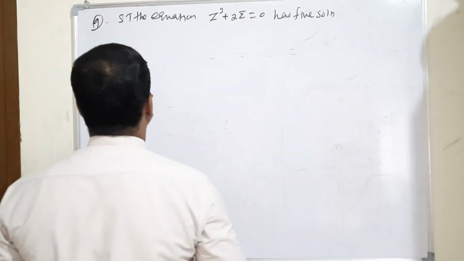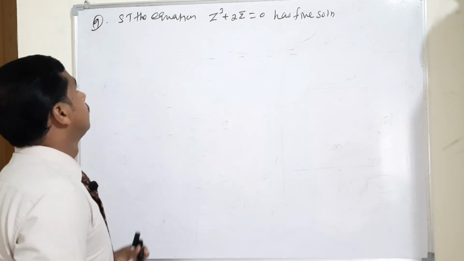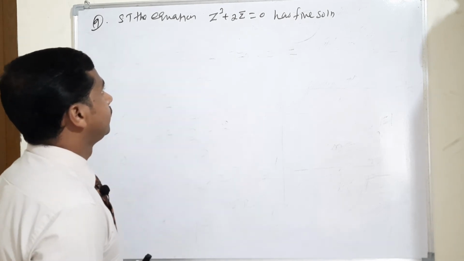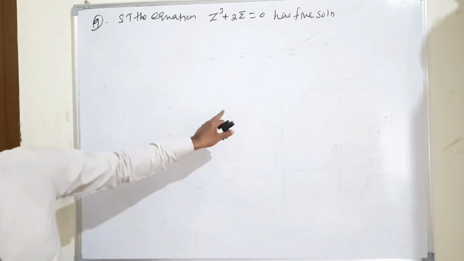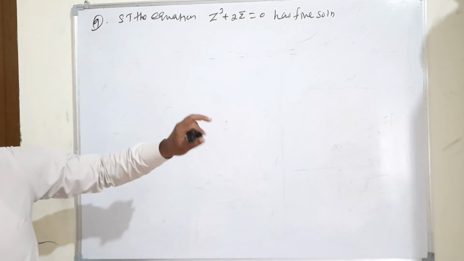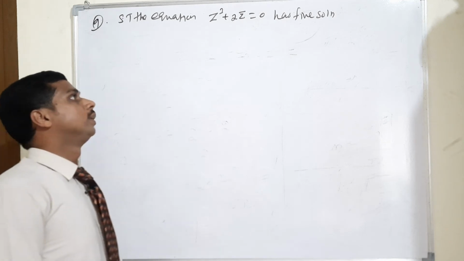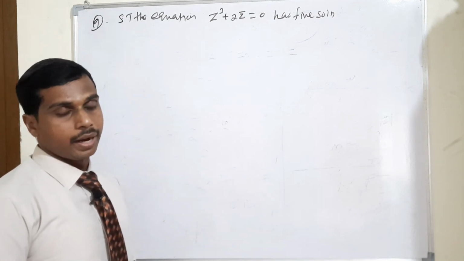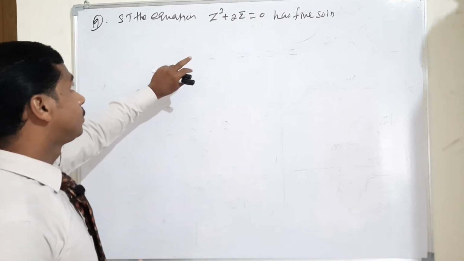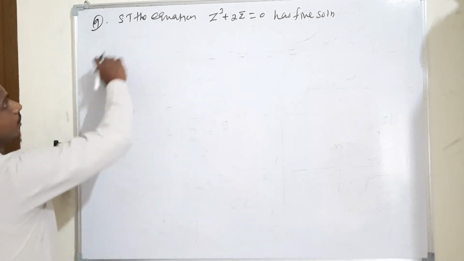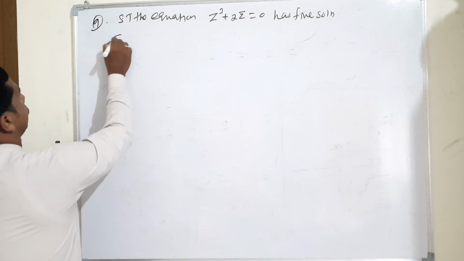So question number 9 from exercise 2.5. Show that the equation z cube plus 2z bar is equal to 0 has 5 solutions. That is one of the important ones actually. This we are already discussing, example 2.16. Okay, I told you for homework, I don't know how many students will have completed. So I am also ready to explain for you. So do one by one. Okay, the step by step solution.